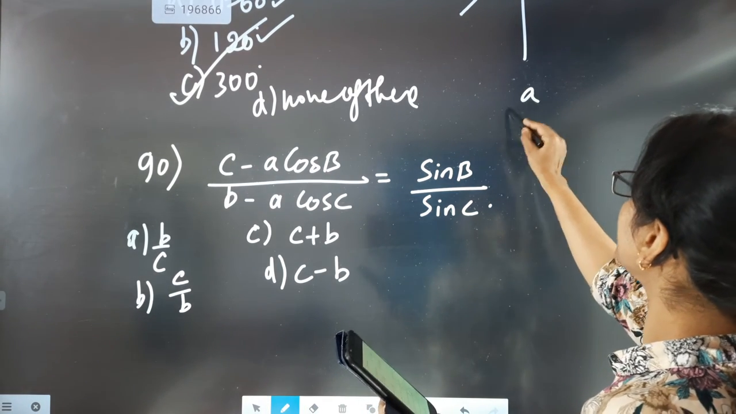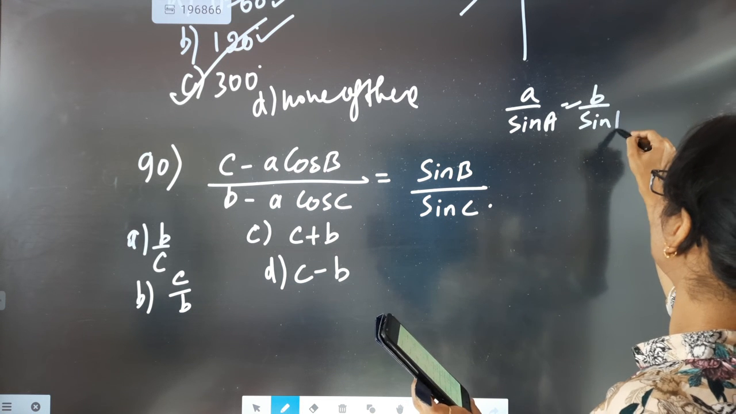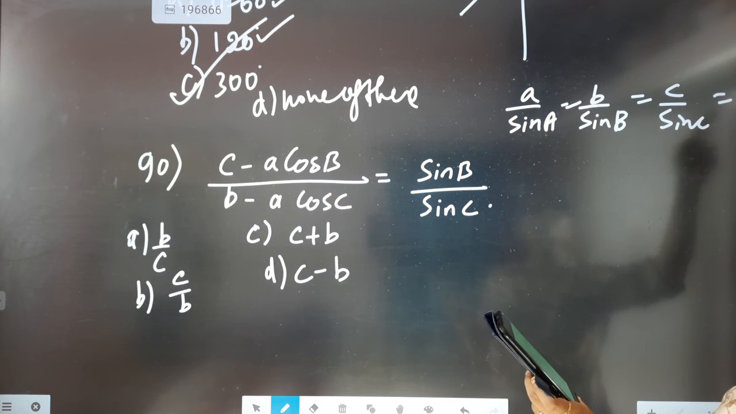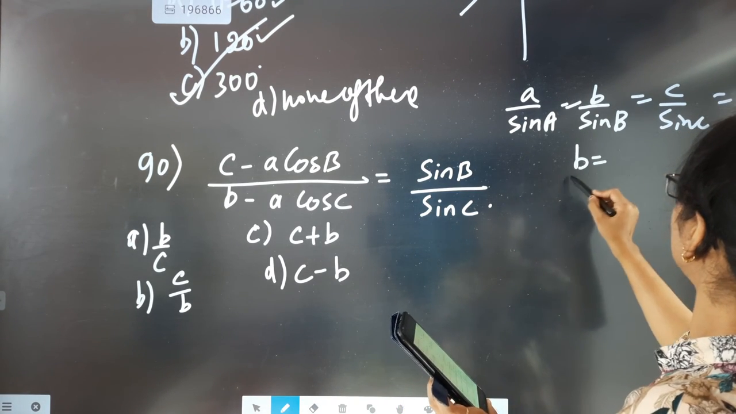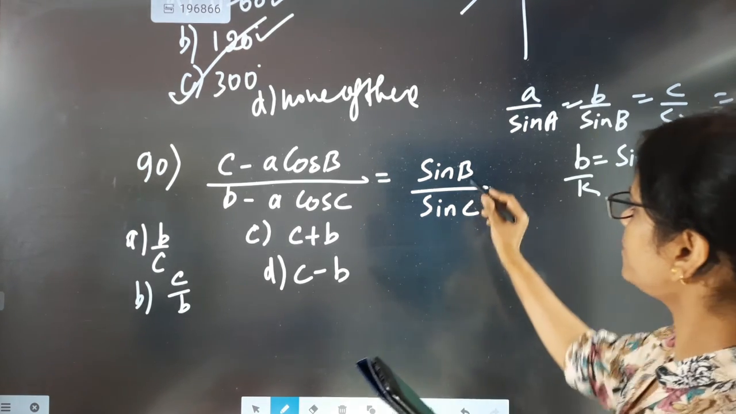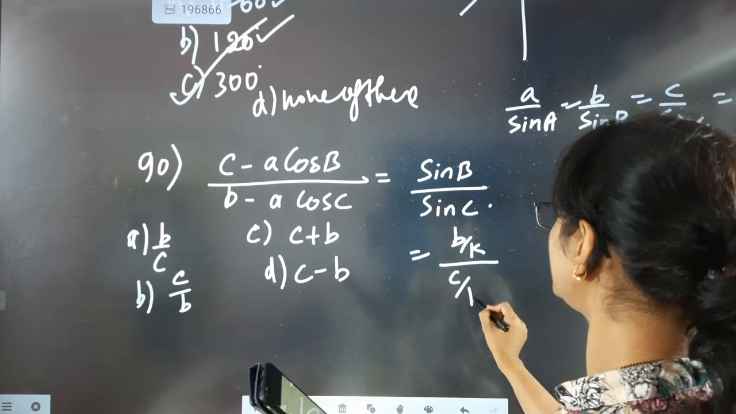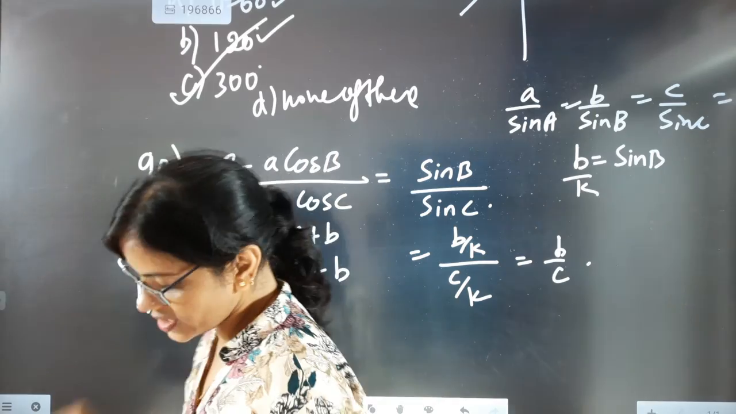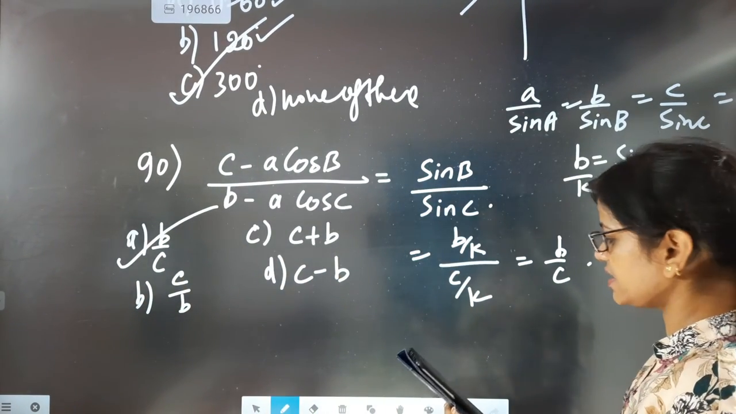But we know that A by sin A equals B by sin B equals C by sin C equals K. So here B will be equal to K times sin B, so we can write B by K, and here it will become C by K. So K and K cancel, so the answer will become B by C. So answer A will become the correct answer here.